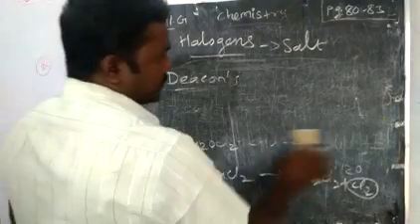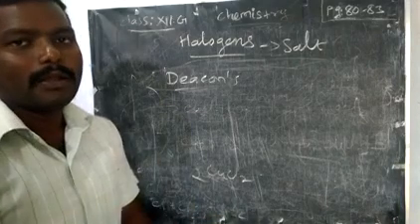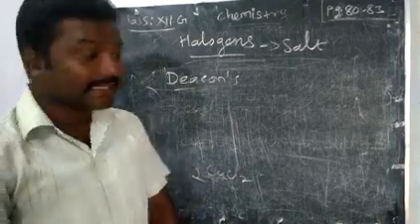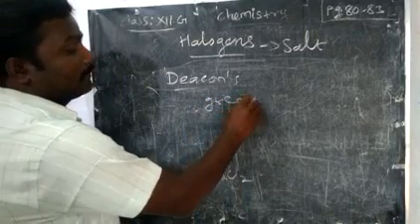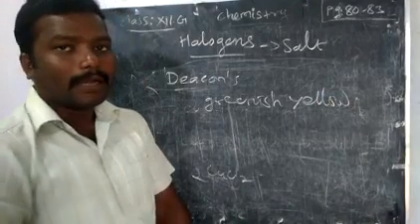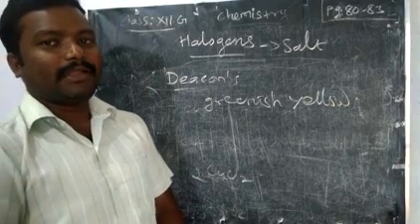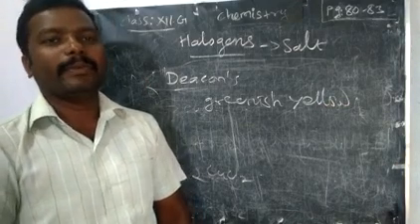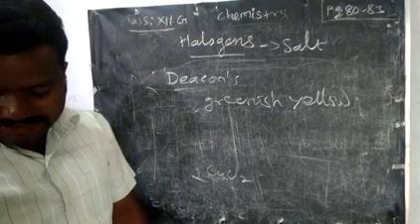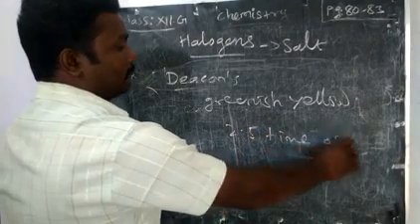Physical properties. It is a pungent, irritating gas. If you smell it, it will irritate. Also very important, my dear students, it is greenish yellow in color. Unknowingly, if you inhale a large amount, it may be fatal. Fatal means what? We may die. And then it is heavier than air, 2.5 times heavier than air.